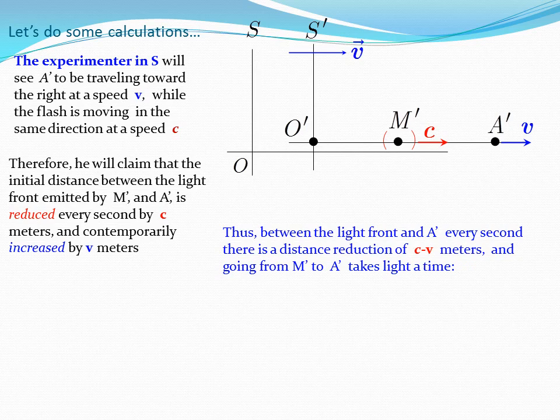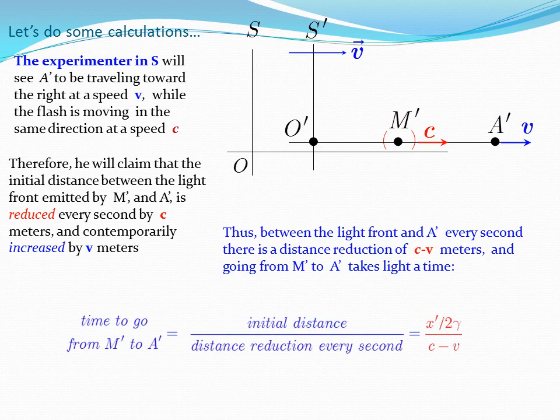Going from M' to A' takes light a time which is the initial distance over the distance reduction every second. Thus, x' over 2 gamma, which is the initial distance, over c minus v, which is the distance reduction every second.